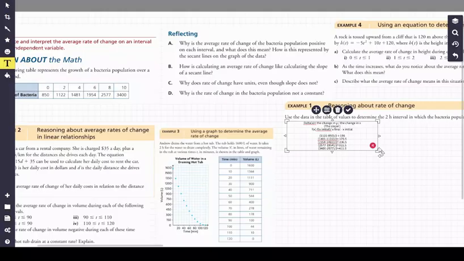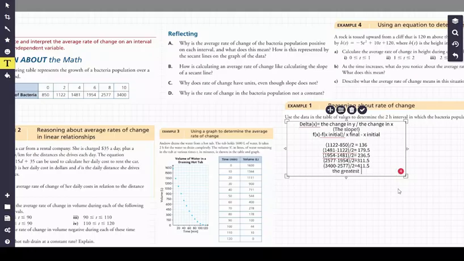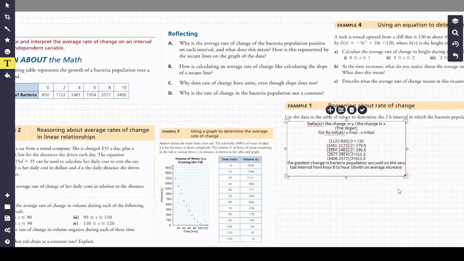So we're like, wow, this is doubling, tripling. This is growing really, really fast. And using this data, we could find out that the greatest change in bacteria population occurred on the very last interval from hour 8 to hour 10, with an average increase, now we round up, of 412 bacteria per hour.